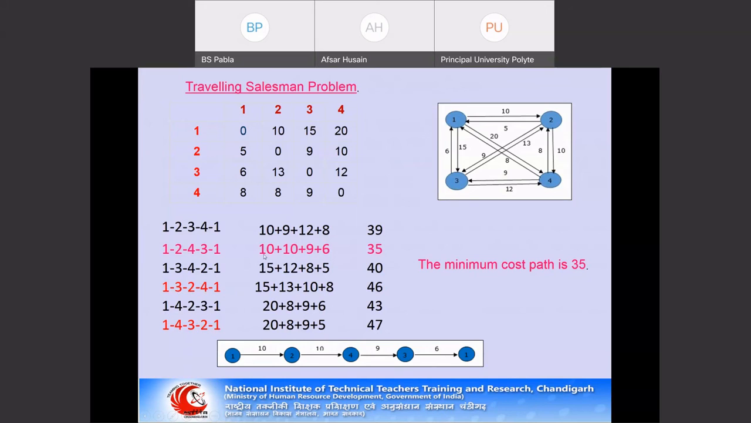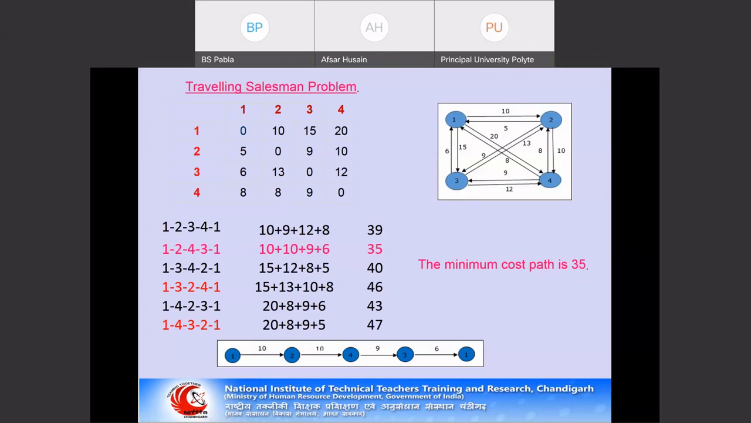Right? So I have added the cost of the path. I have made a matrix. From 1 to 1 it is 0, from 1 to 2 it is 10, but from 2 to 1 it is 5. When I calculate the total cost, the minimum cost path is 35. That means this one is the minimum cost. But there I have only 4 cities to visit.